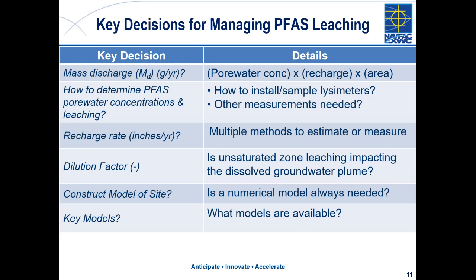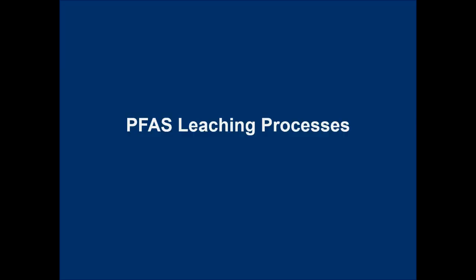We'll talk about the dilution factor. Is this unsaturated leaching impacting the dissolved water plume? And then, do you need to construct a numerical model of all these sites? Is that something, or are there other ways to sort of do this prediction that Charles talked about? And what models are available if we did want to use this? So that's some of the key decisions, and of course we're going to flesh those out. But we're going to go to the chemistry, slide 12, PFAS leaching, and sort of these processes that are going on. And with this, we'll drift into slide 13.